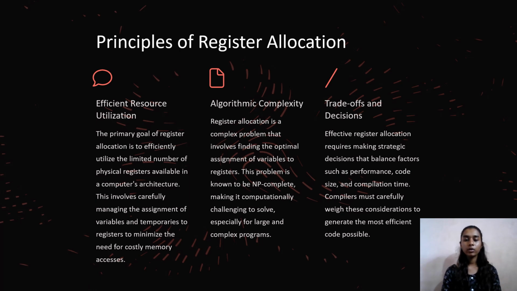Algorithmic complexity. Register allocation is a complex problem that involves finding the optimal assignment of variables to registers. This problem is known to be NP complete, making it computationally challenging to solve, especially for large and complex problems. Trade offs and decisions. Effective register allocation requires making strategic decisions that balance factors such as performance, code size, and compilation time. The compiler must carefully weigh these considerations to generate the most efficient code possible.